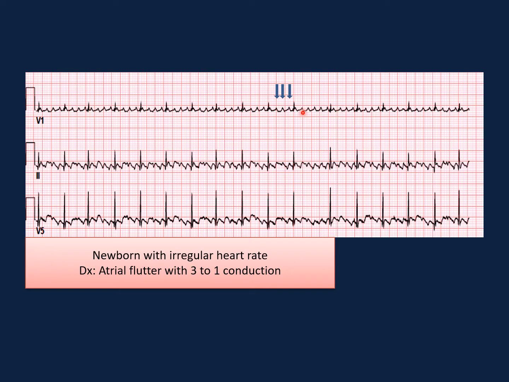If we look here, we will see multiple P waves. Between the QRS complexes, we have 3 waves, so the atrial rate is 300. So 300 to 100 means the conduction is 3-to-1. And you can also see the classic sawtooth appearance of atrial flutter. So this is a case of atrial flutter with 3-to-1 conduction.